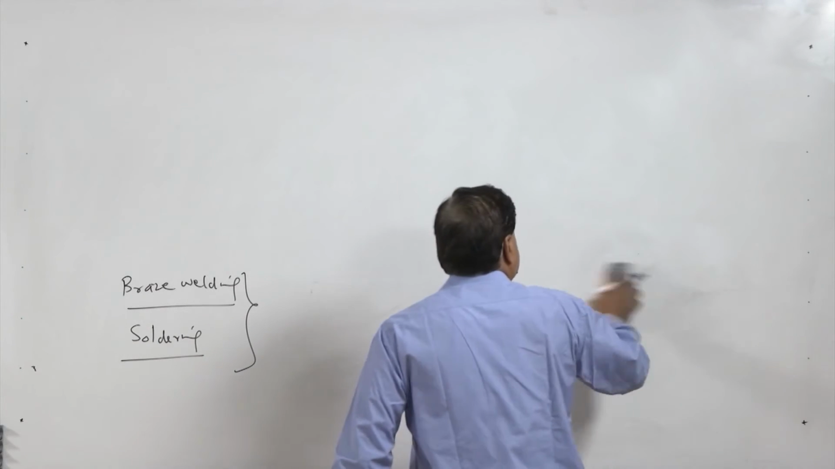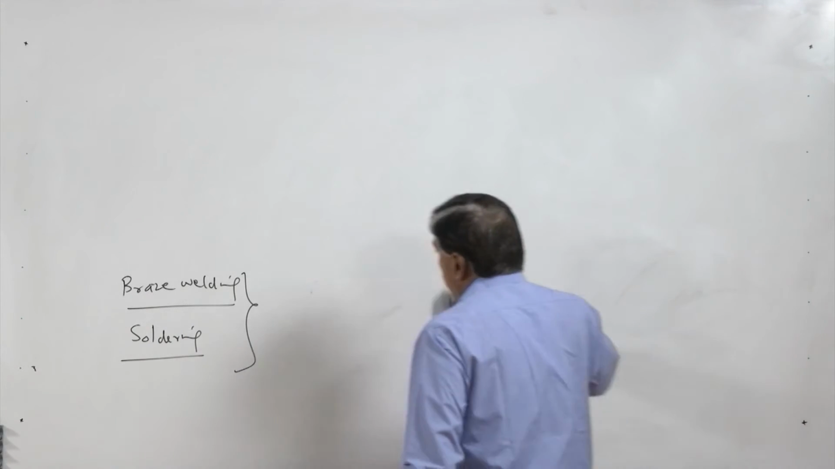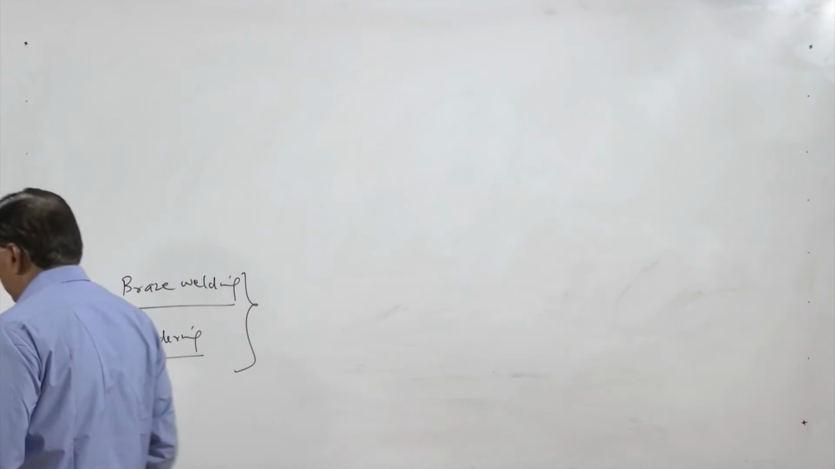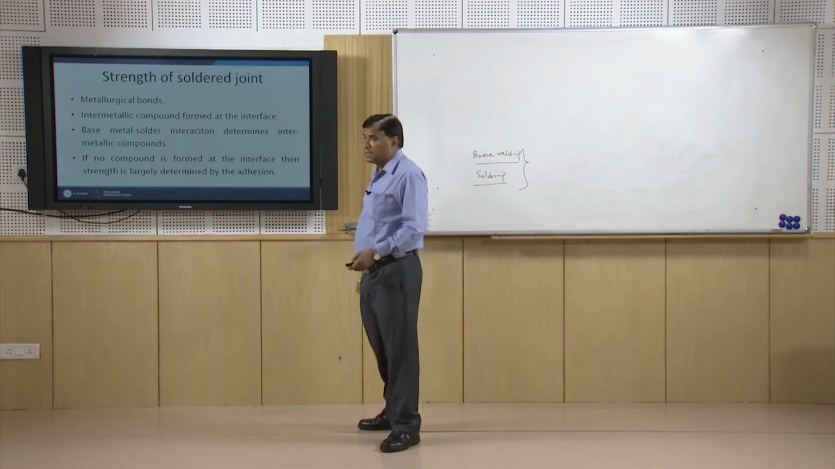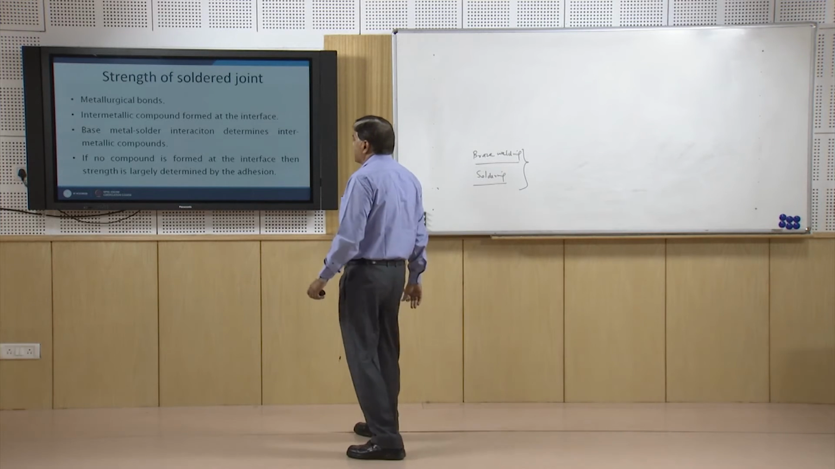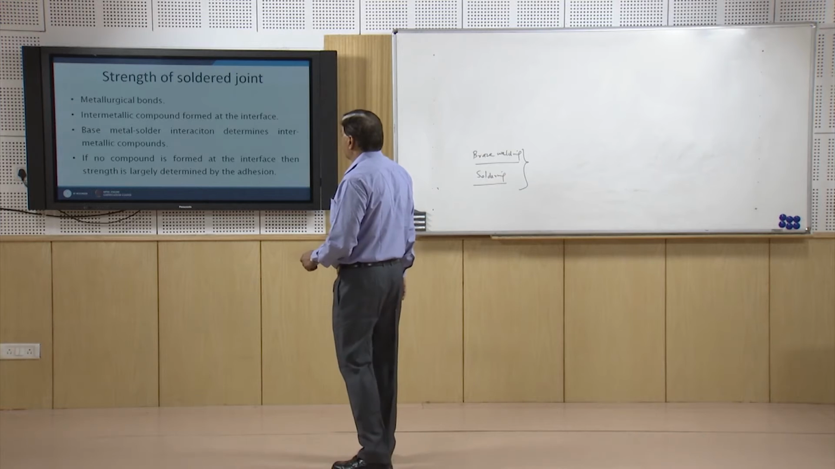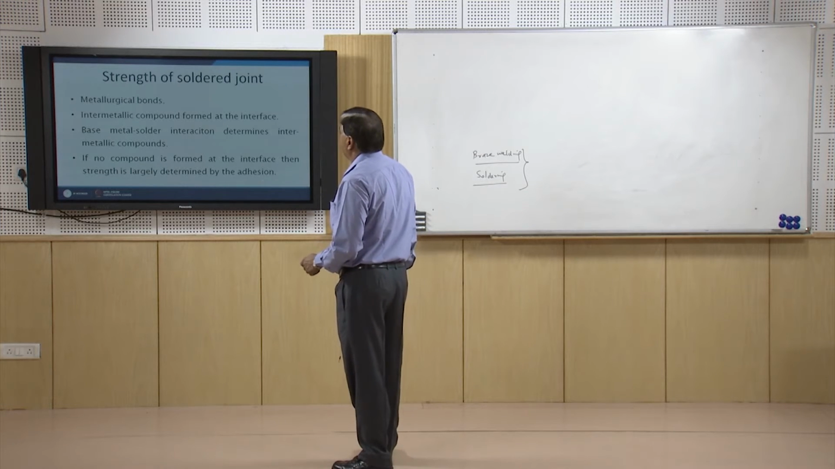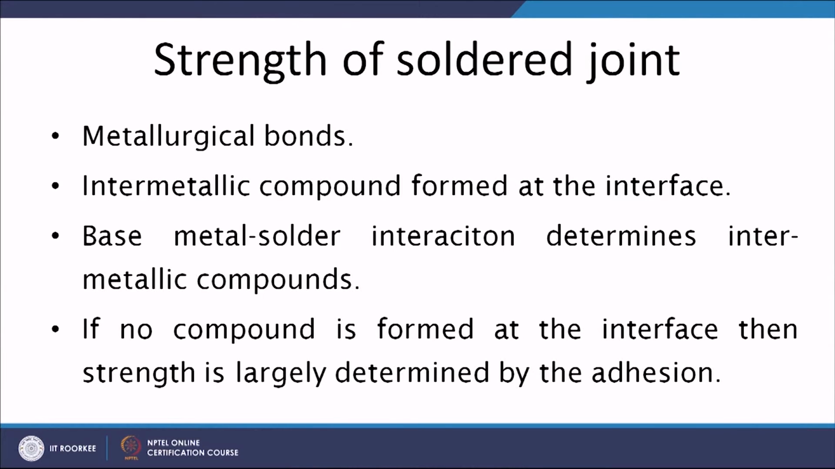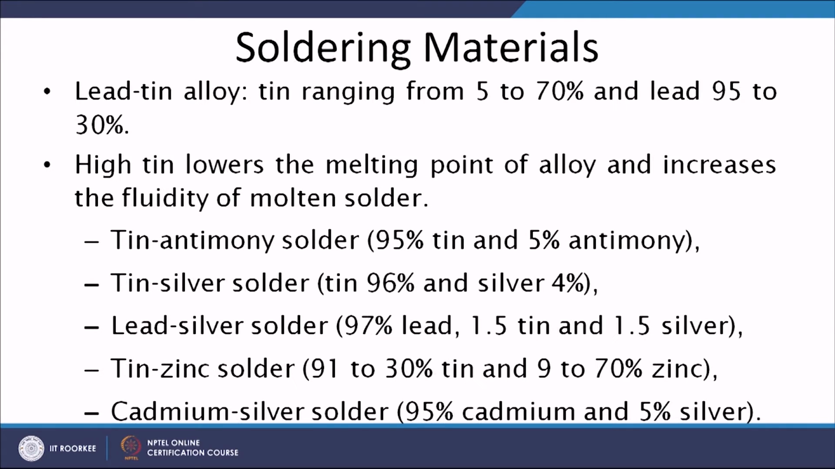But in fact, since the filler metal is a solder which itself is of low strength, not very high strength of the joint is obtained in this case. So, when no compound is formed at the interface, then the strength is largely governed by adhesion, and the base metal solder interactions determine the intermetallic compound formation, and if intermetallic compounds are formed at the interface, then normally a good metallurgical bond is obtained.